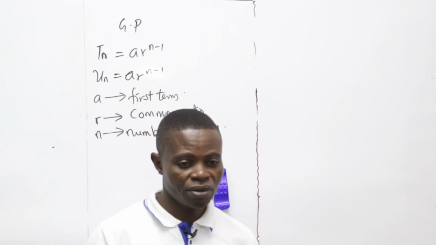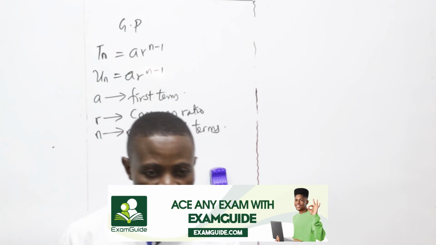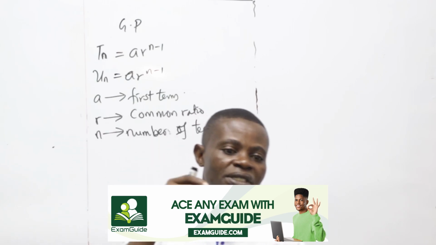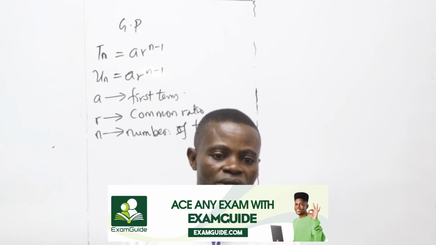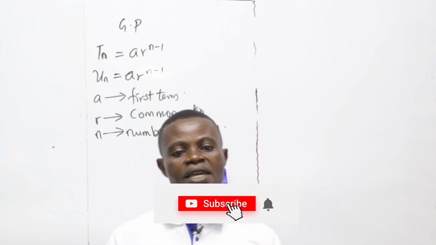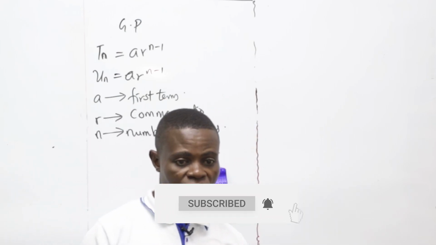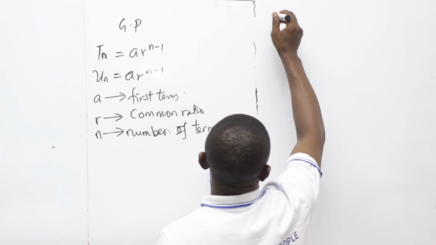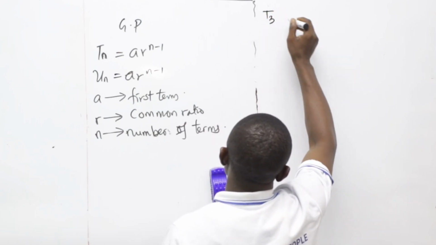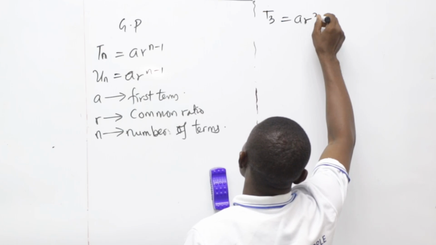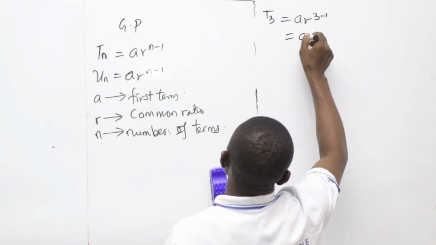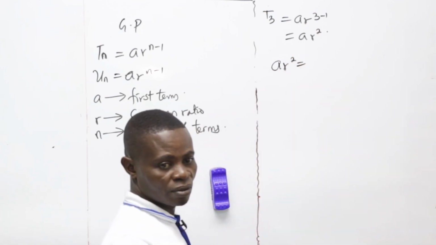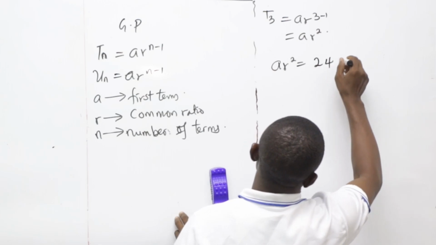Now we want to solve. The question here is that the third term of a geometric progression is 24, and the seventh term is 20 over 27. Find its first term. No issue. What do we do? We're going to talk to the third term first by saying T3 or U3 equals A R to the power 3 minus 1, to give us A R squared. So that A R squared equals 24. You were told that it's 24.